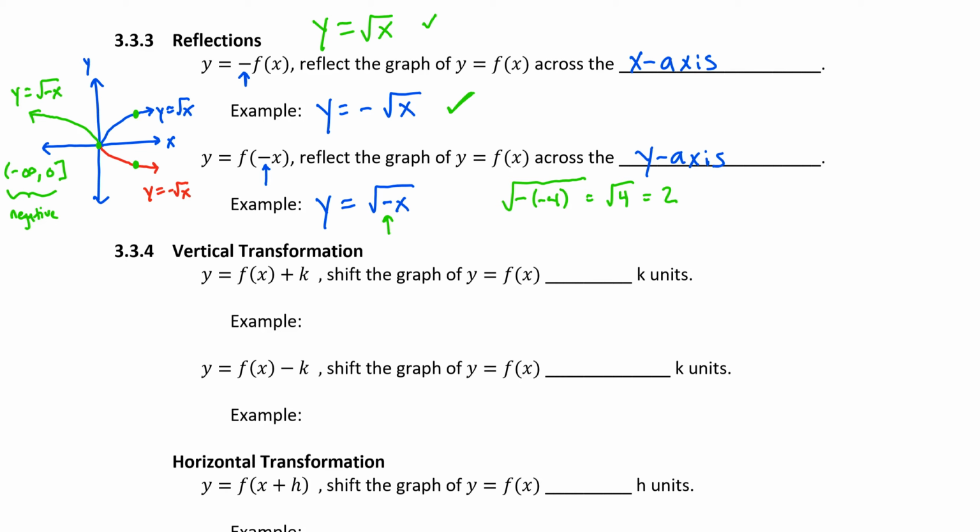It has been reflected across the x-axis. Whereas here, if I go from positive x to negative x, if x changes sign, then that causes me to reflect across the y-axis. Okay?